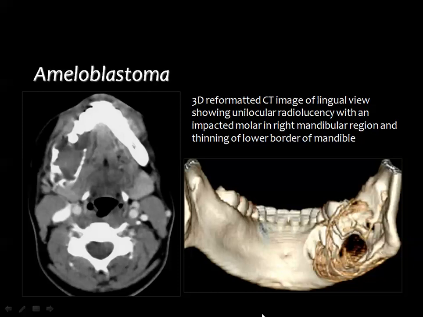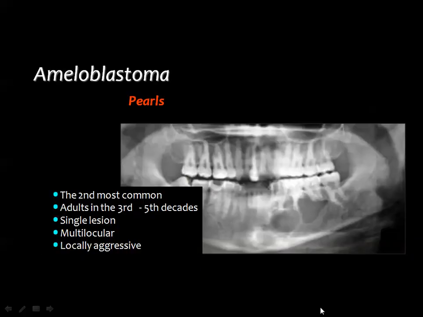Then to sum up the basic information about the ameloblastoma, this is the second most common tumor after odontoma. It affects adults in the third to the fifth decades. It occurs as a single lesion, solitary but not multiple, but most of the lesions are multilocular, and they are locally aggressive, affecting the roots of the related teeth and maybe the cortex of the mandible as well.